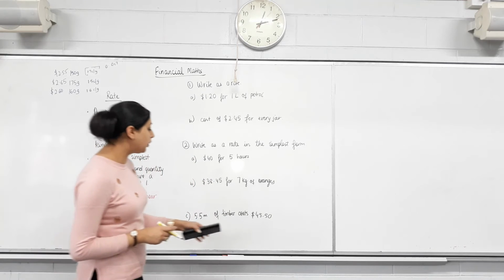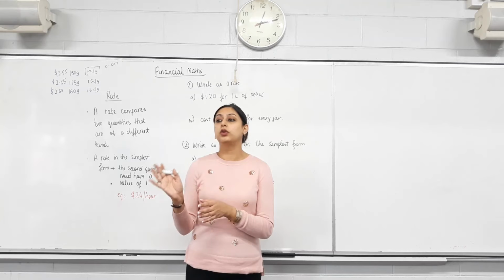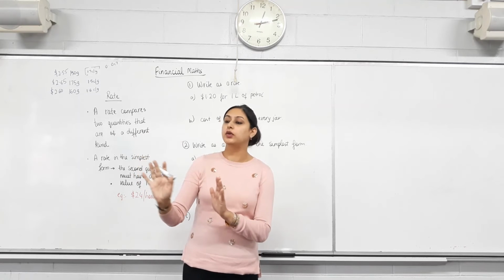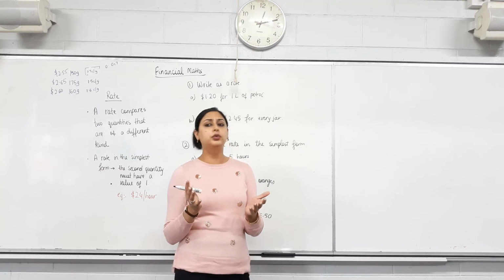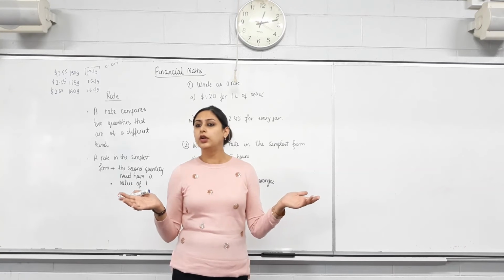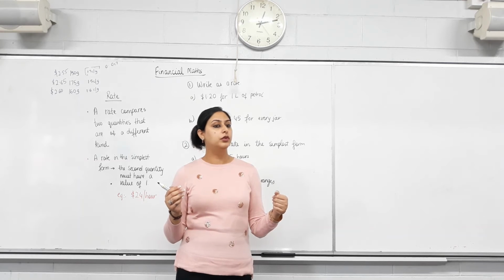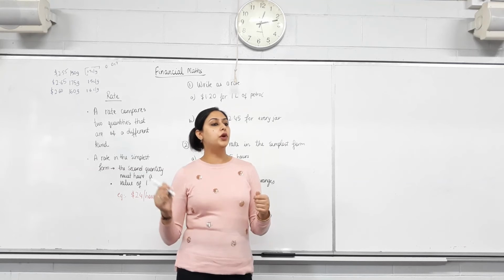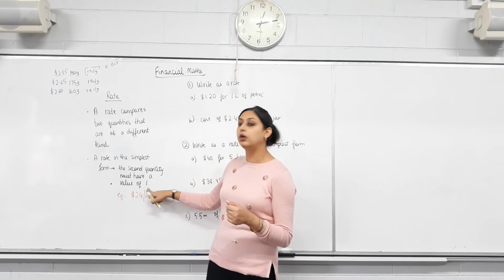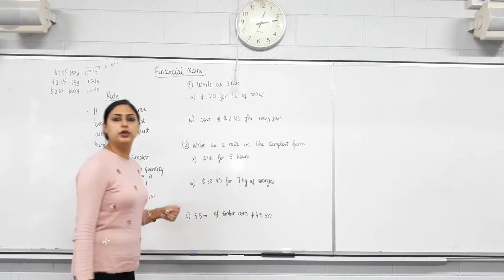Alright, so do we understand what a rate is? How many quantities do we compare in a rate? 2. Are they the same quantities? No. And for a rate to be in the simplest form, the second quantity must equal 1. Is that clear? Yes. Next one, eyes on the board.